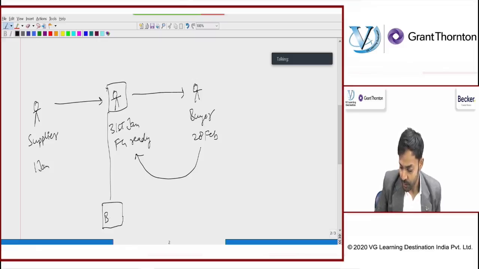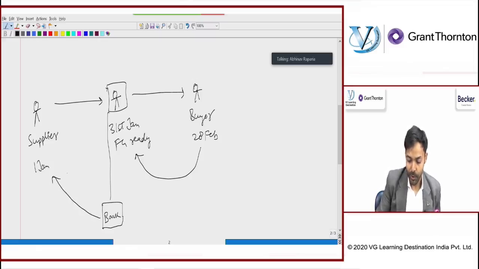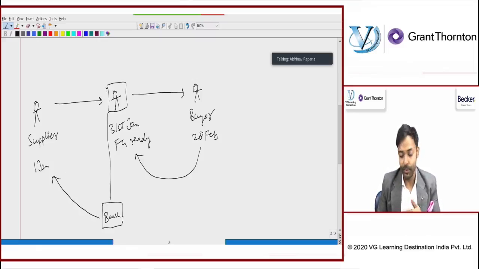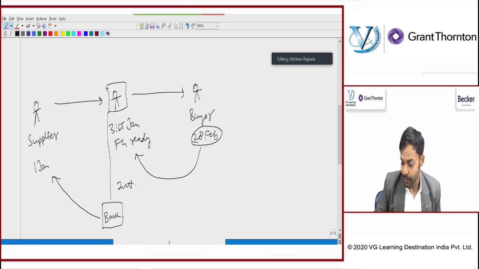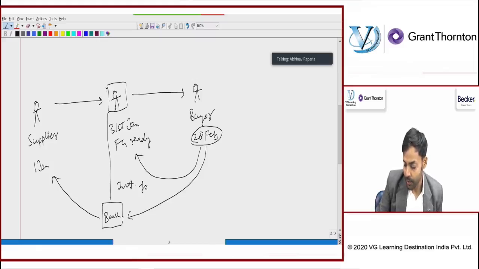You'll go to a bank and request the bank, can you please pay this person, because this guy is banging my door and I need the money to be paid to him. So can you please pay? The bank says, sure, we'll pay, but we'll charge some interest. You say, don't worry, I'll give you the interest, but first please pay this person. So the bank pays the person, and when the money comes on 28th February, you pay it to the bank. The bank will charge interest for 2 months, which is the entire January and entire February, right?